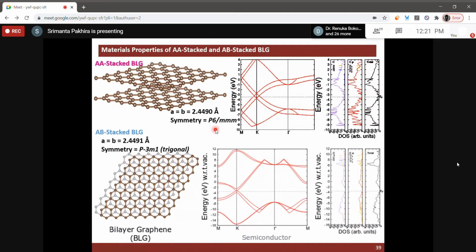In that case, its symmetry is going to reduce. Initially it was P6, hexagonal symmetry, and now it is trigonal symmetry, and it has almost equal lattice constant. It is called AB stacked bilayer graphene. Theoretically, when we studied, we found that AB stacked graphene is the most stable because the energy value is more negative than this, and we have observed similarly.